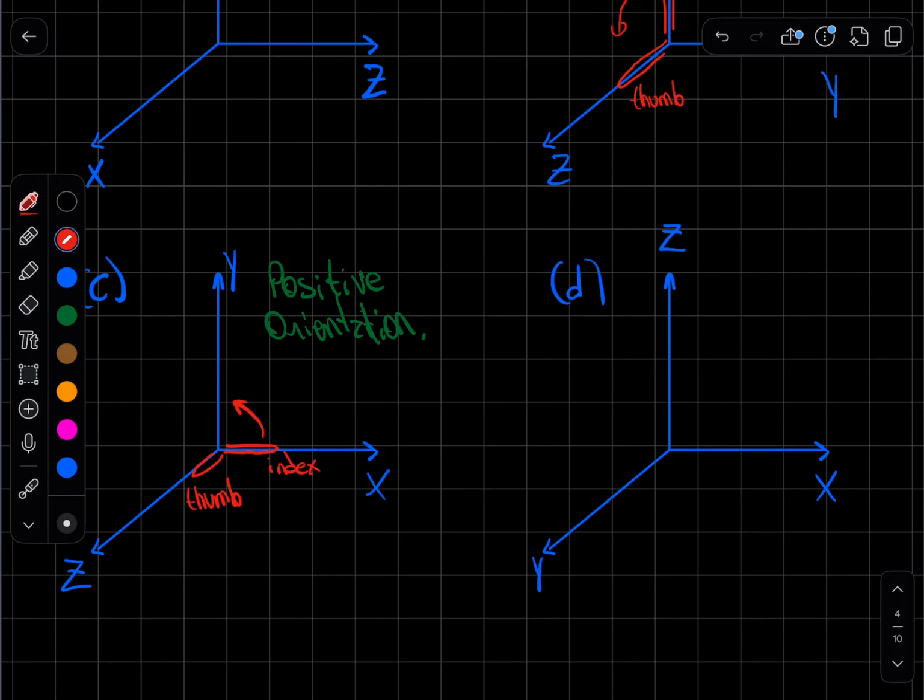And finally, if you have thumb towards the z-axis, index finger towards the x-axis on your right hand, when you curl it in towards the palm of your hand, you'd be curling it backwards this way, right? So that would be also not positive orientation.